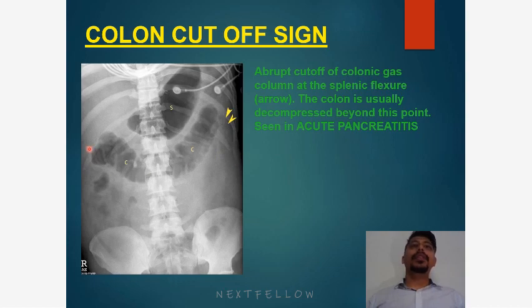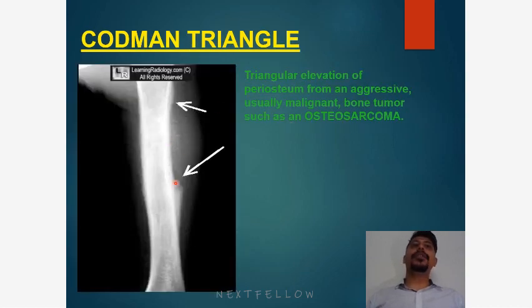Colon cutoff sign. So this is the transverse colon and this is the splenic flexure, and from this we cannot appreciate the descending colon, sigmoid colon and the rectum because of the abrupt cutoff of colonic gas at the splenic flexure. The colon is usually decompressed beyond this point because of the reactive changes by acute pancreatitis, by the peripancreatic fluid collection or fat stranding. So it gives the colon cutoff sign on abdominal X-ray.